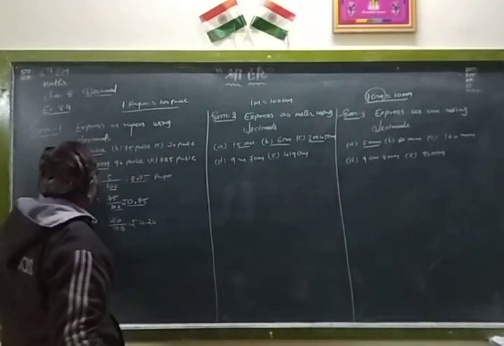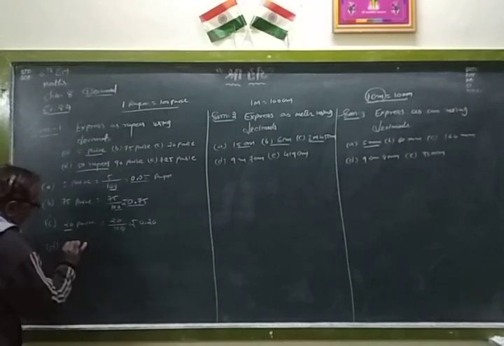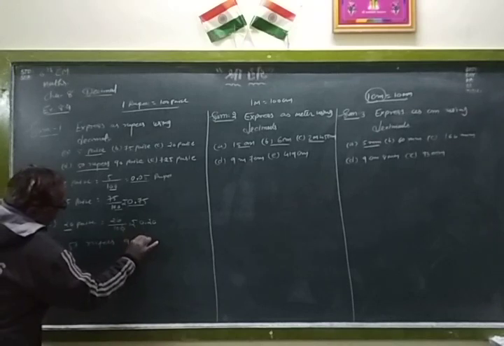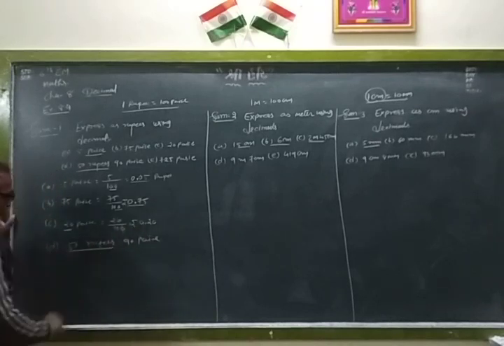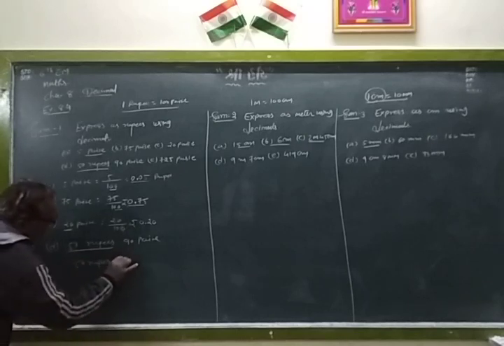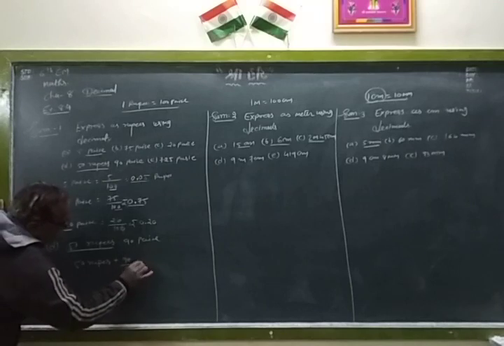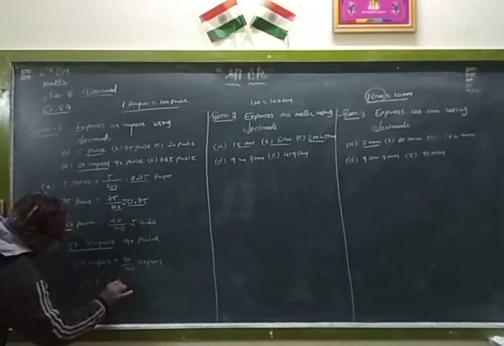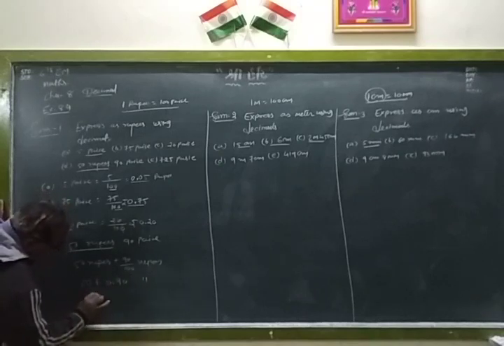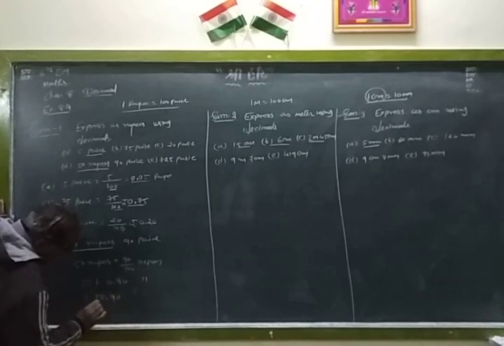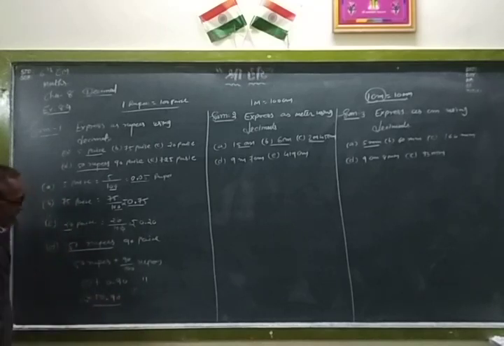50 rupees and 90 paise. 50 rupees plus 90 paise. So 50 rupees is clear, and this is 90 upon 100, which becomes 0.90 rupees. So the total is 50 plus 0.90, which is 50.90 rupees. You can write it like this also.